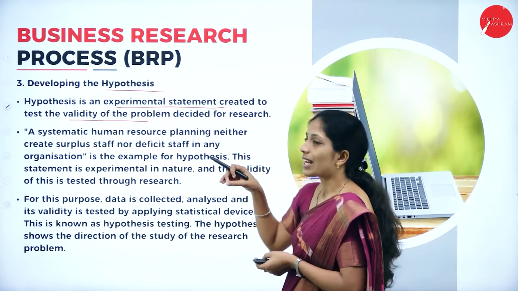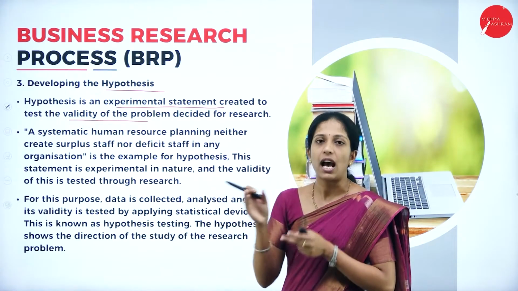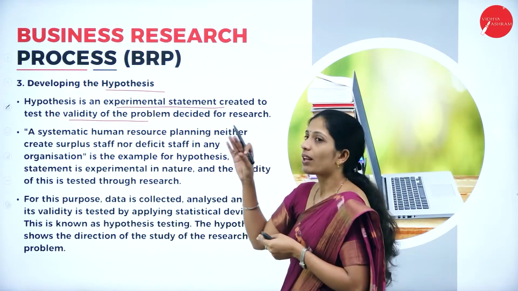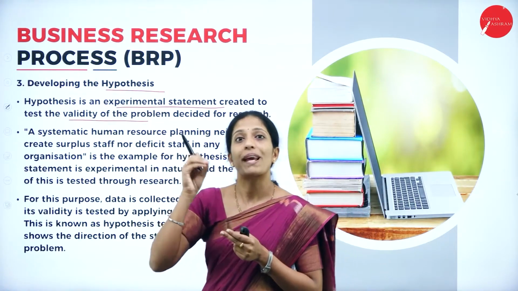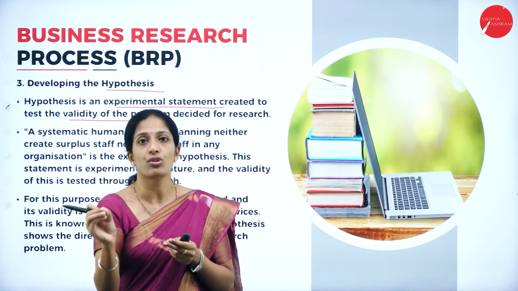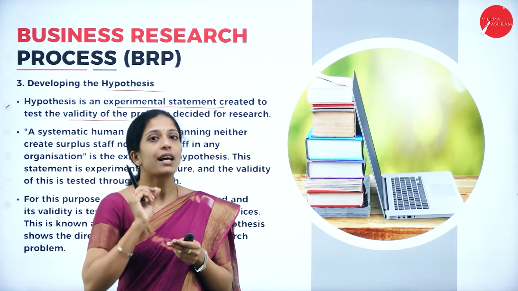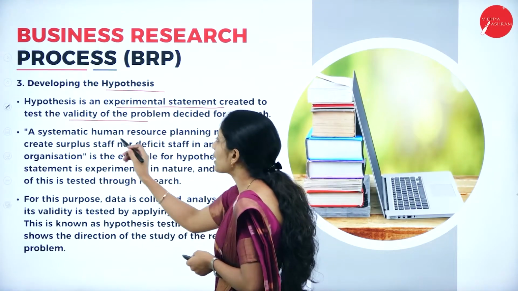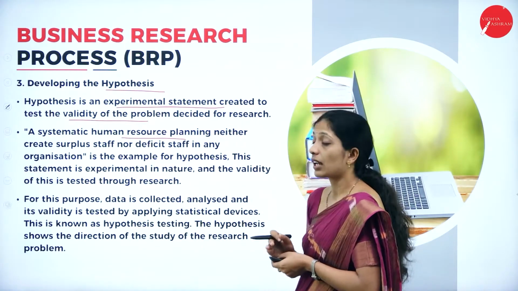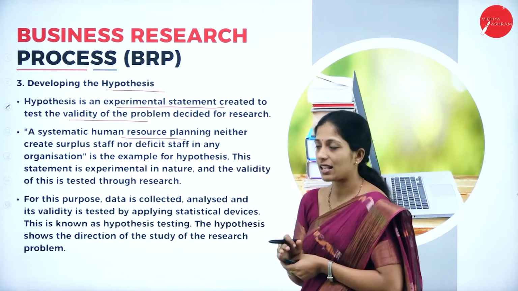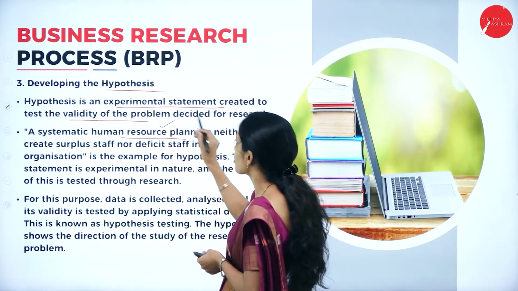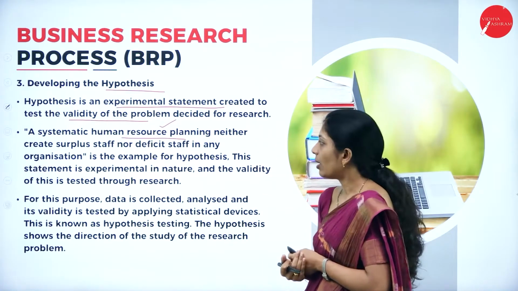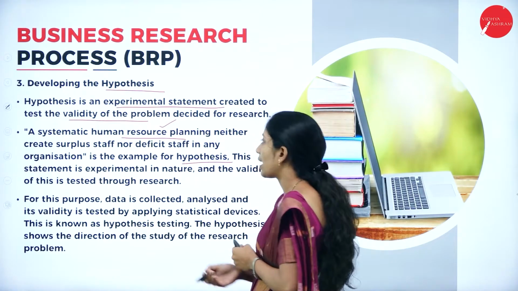So, in order to test that particular experiment, I'll make some assumptions by myself according to my knowledge, listing whatever items or things that have to be experimented in the future in order to achieve the objective. That I'll list in detail, which is known as hypothesis. So, this is an example here. A systematic human resource planning neither creates surplus staff nor deficit staff in the organization is an example of a hypothesis.